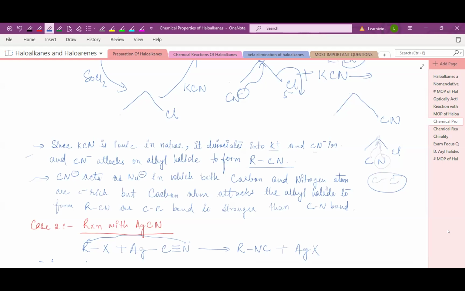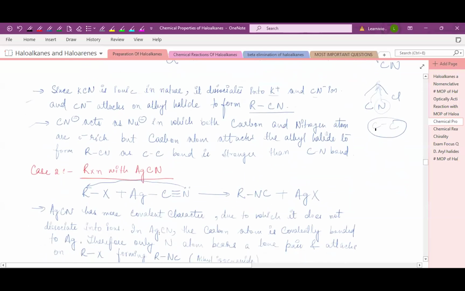अगर यहाँ पे covalent होता just like AgCN, so the attack will be from the nitrogen side. Then the attack will be from the nitrogen side. But it's an ionic type of bond. The KCN में ionic bond exists करता है. Due to that, the attack will be from this carbon side, because the carbon and carbon bond is stronger than the carbon and nitrogen bond.